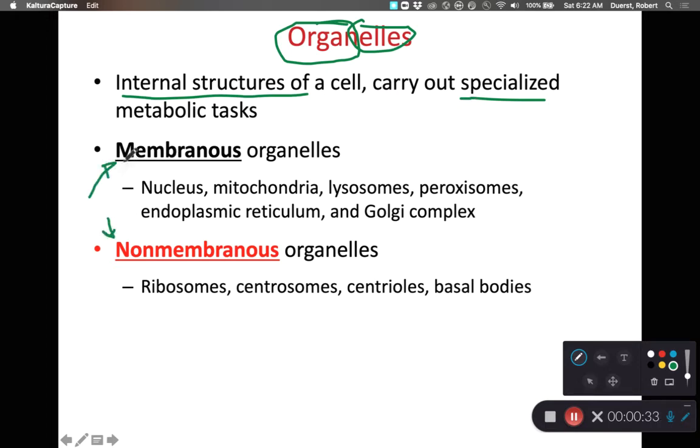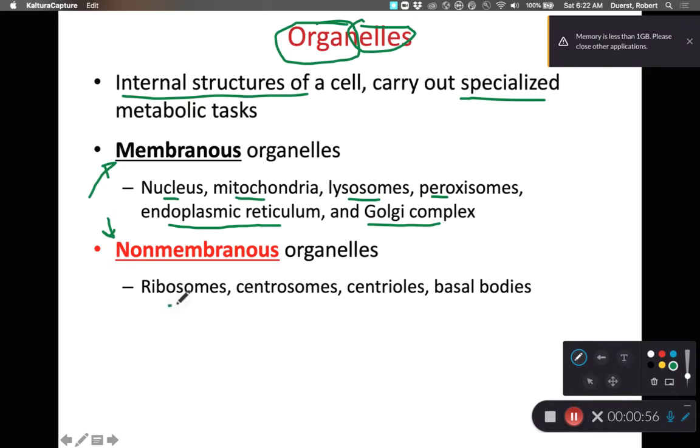Most of the organelles that we're going to talk about and really focus on in this class are going to be membranous organelles. They include the nucleus, the mitochondria, the lysosomes, peroxisomes, endoplasmic reticulum, both smooth and rough endoplasmic reticulum, and the Golgi complex. Our non-membranous organelles do not have a phospholipid membrane around them, and they include ribosomes, centrosomes, centrioles, and the basal bodies.